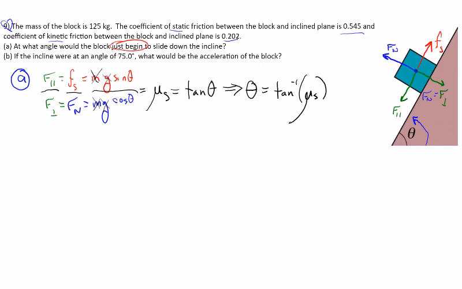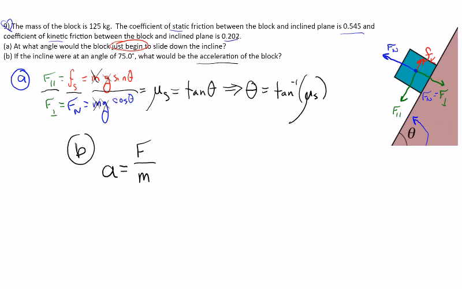The second one: if the incline were at 75 degrees, what would be the acceleration of the block? So for part B, we're trying to find the acceleration of the block. Acceleration, according to Newton's second law, should equal the net force divided by the mass. But in this case, if it's going to accelerate down the incline, the friction force is no longer going to be static, and it would be something smaller than the parallel force. So I'm going to draw it a little bit smaller here. We'd have a smaller friction, but now this is going to be kinetic friction.